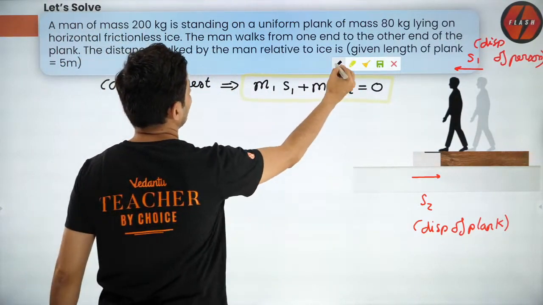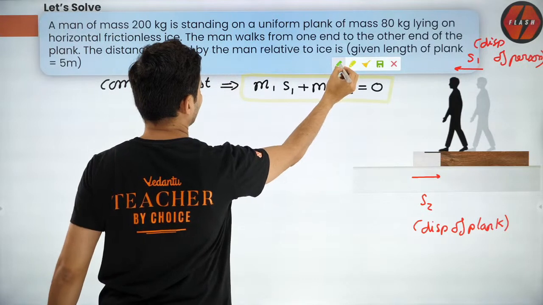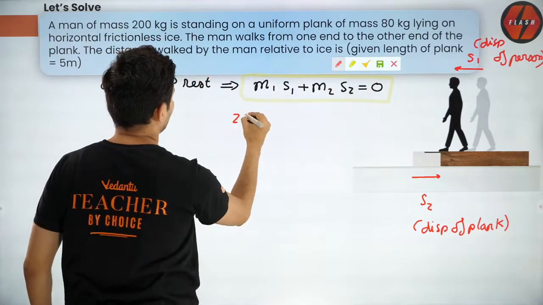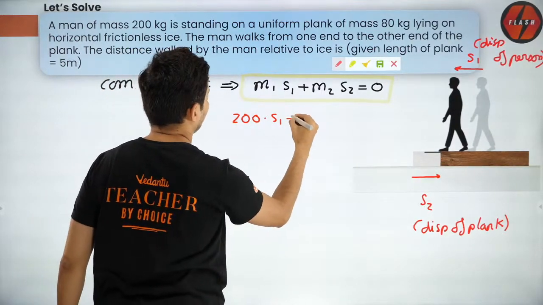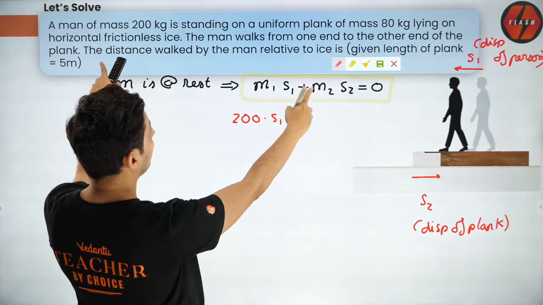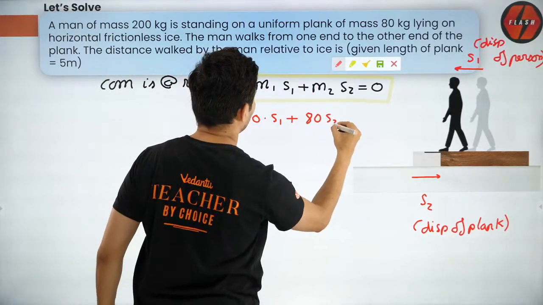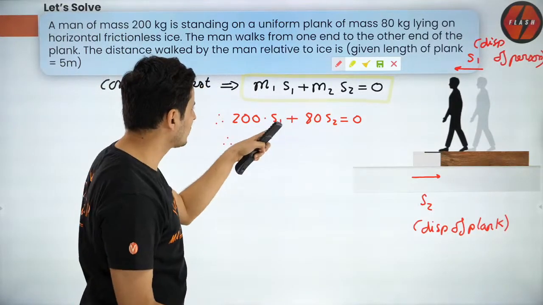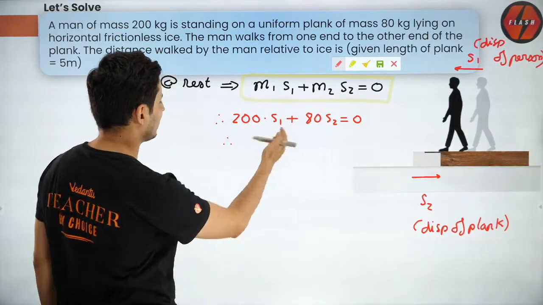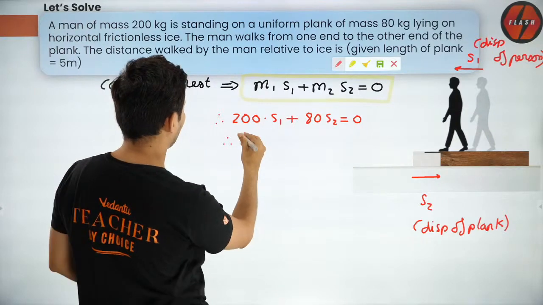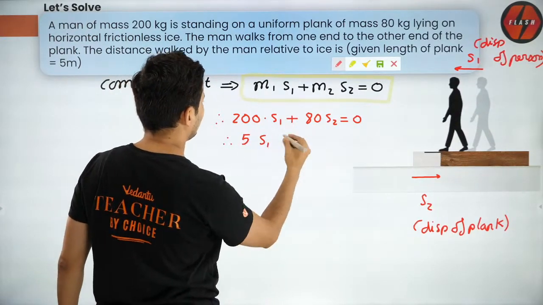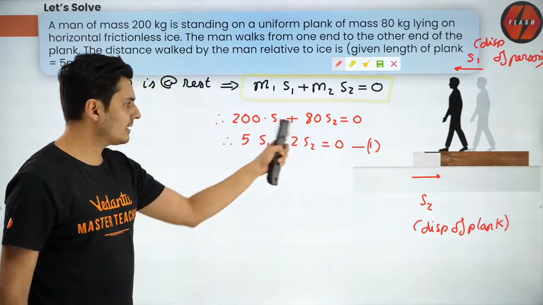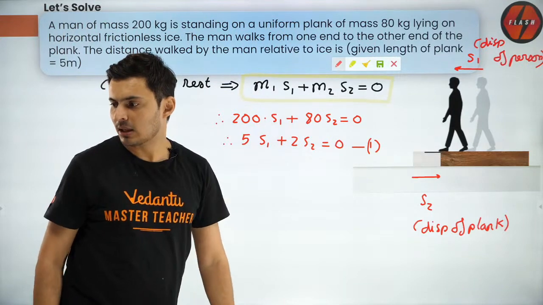So let's use that and see what you get. Mass of the person m1 is 200 into s1 plus m2, mass of the plank, 80 s2 is equal to 0. I can just cancel a few zeros and divide, and I think I will get divided by 4. So 5 s1 plus 2 s2 is equal to 0. This is equation 1. Is this clear, guys? Everyone? Is this clear? Yes.